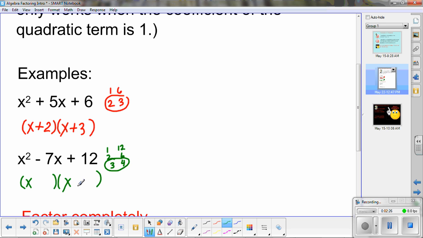But we're actually going to want to put subtraction signs in here instead of addition this time, because when we multiply the last two, negative 3 times negative 4, that'll give us our positive 12. And then when we do the inside 2 and outside 2, negative 3x and negative 4x when added together is negative 7x. So this trinomial factored is the quantity x minus 3 times the quantity x minus 4.